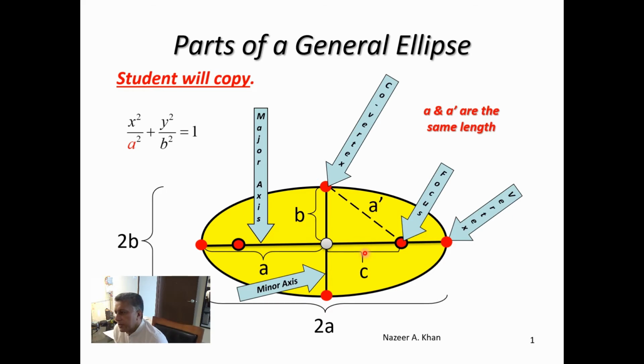It just happens to be that way. It's just a phenomenon of this particular shape. The distance from the co-vertex to the focus is the same distance as a, which is one half of the major axis. Okay, so I hope that this is important stuff to understand to solve ellipse type of equations.